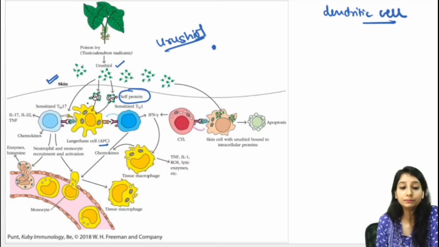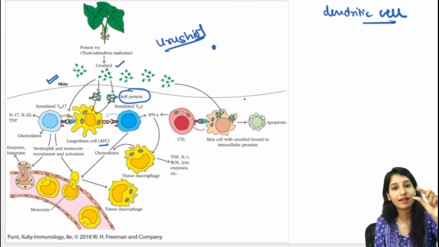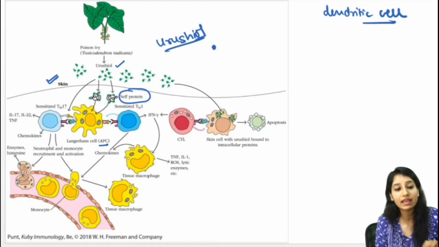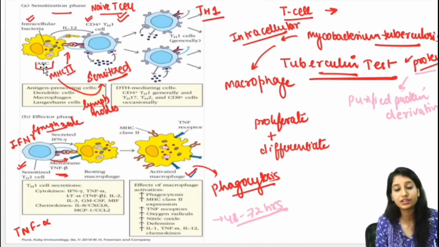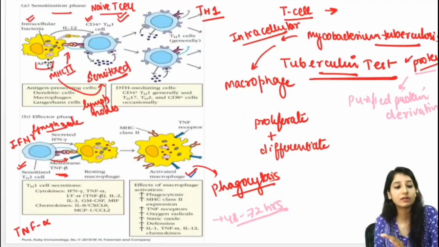Now what will happen? Once again, these Langerhans cells will show that antigen to the T cells. Same condition will be repeated, just instead of macrophages, APCs are present. The same kind of activation will occur.